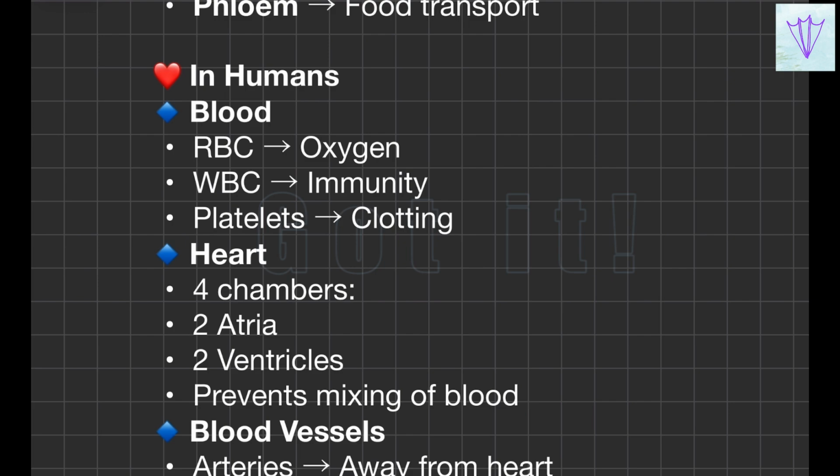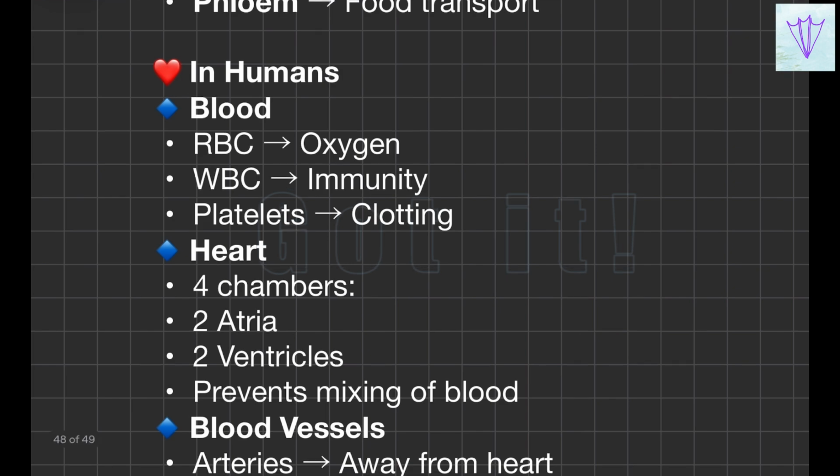Next, in humans, the transport. So we have blood. In blood, we have RBC, WBC, and the platelets. RBC is red blood cells, WBC is white blood cells. RBC is where all the oxygen is stored, and in the WBC we have the immunity, all the things required for the immunity of the person. It fights infections, and platelets are useful in clotting.